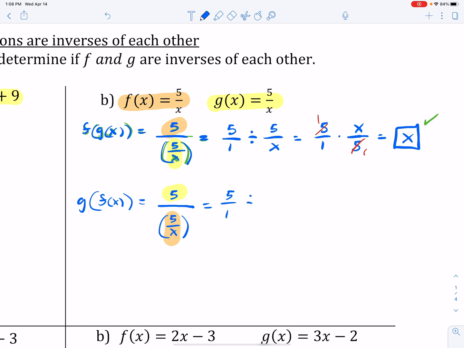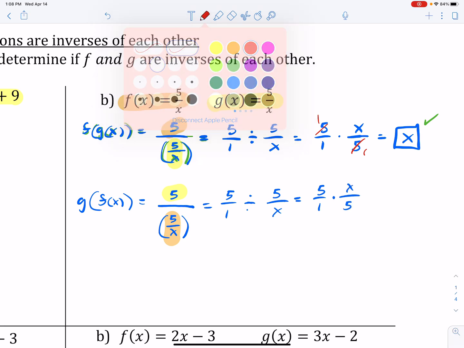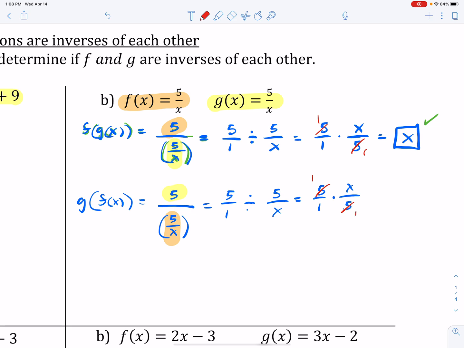5 over 1 divided by 5 over x. Looks like we're having the same exact thing as we did on top. And we'll take the reciprocal. We'll still have 5 over 1 times x over 5. We can cross cancel the 5's. And there we have another equals x. Perfect. That's what we wanted to find.